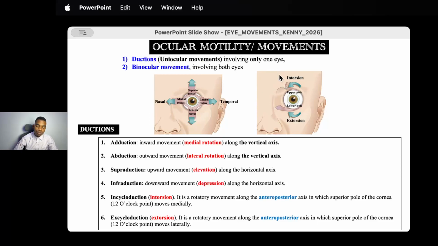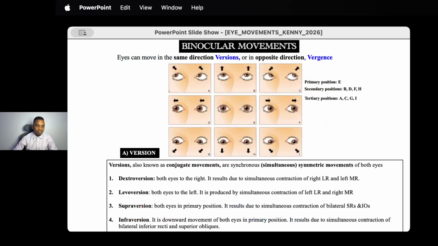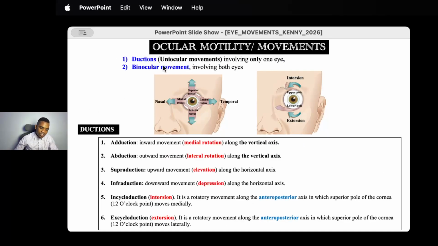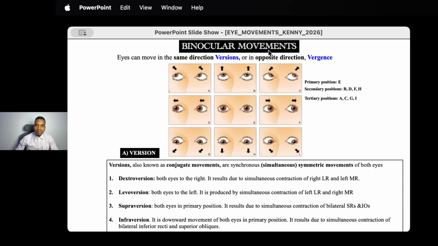Ductions are movements of only one eye, the movements that involve only one eye. And then we have binocular movements that involve both eyes. Remember, we just discussed the monocular movements, which are ductions. Ductions, monocular movement of one eye. But binocular movements are movements of both eyes. And now, movement of both eyes can either be in the same direction or in the opposite direction, like when you are turning your eyes to face each other, so they are moving in the opposite direction.